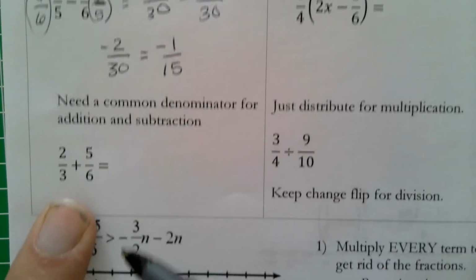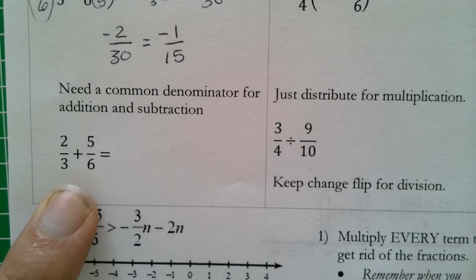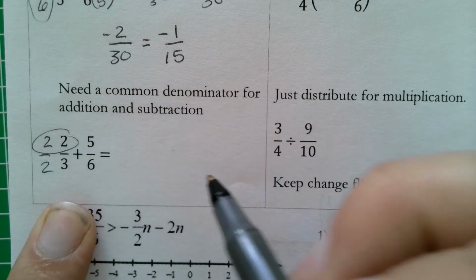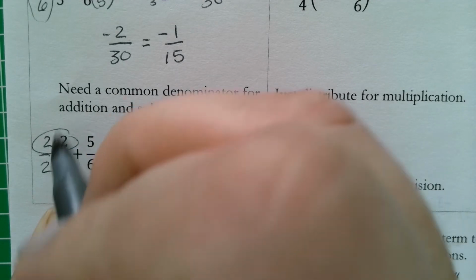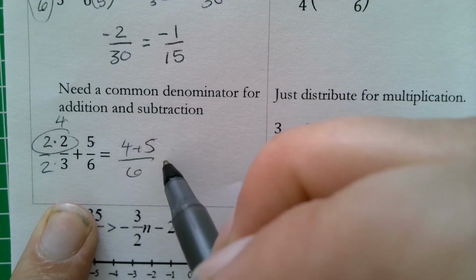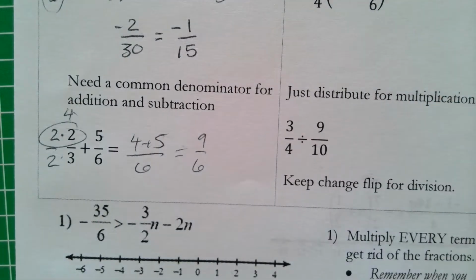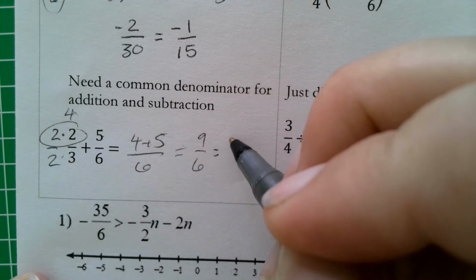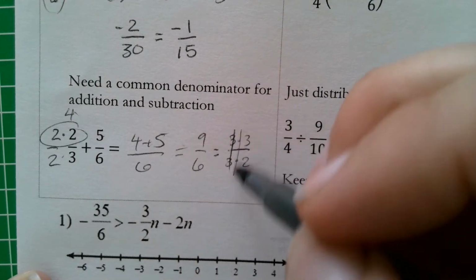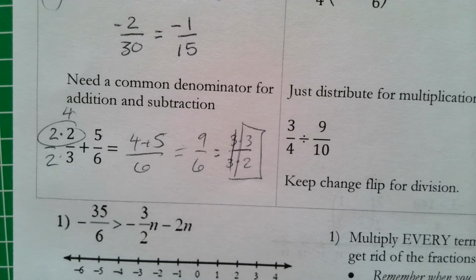What about here? What's my common denominator here for addition? Just 6, right? So I multiply just this side by 2 over 2. What's 2 times 2? 4. So I've got 4. What's 4 plus 5? 9 over 6. Can we reduce that? Yeah. In my brain, I'm thinking 3 times 3, and I'm thinking 3 times 2. I'm crossing the 3's out. My final answer is just 3 over 2. That's the process my brain does.